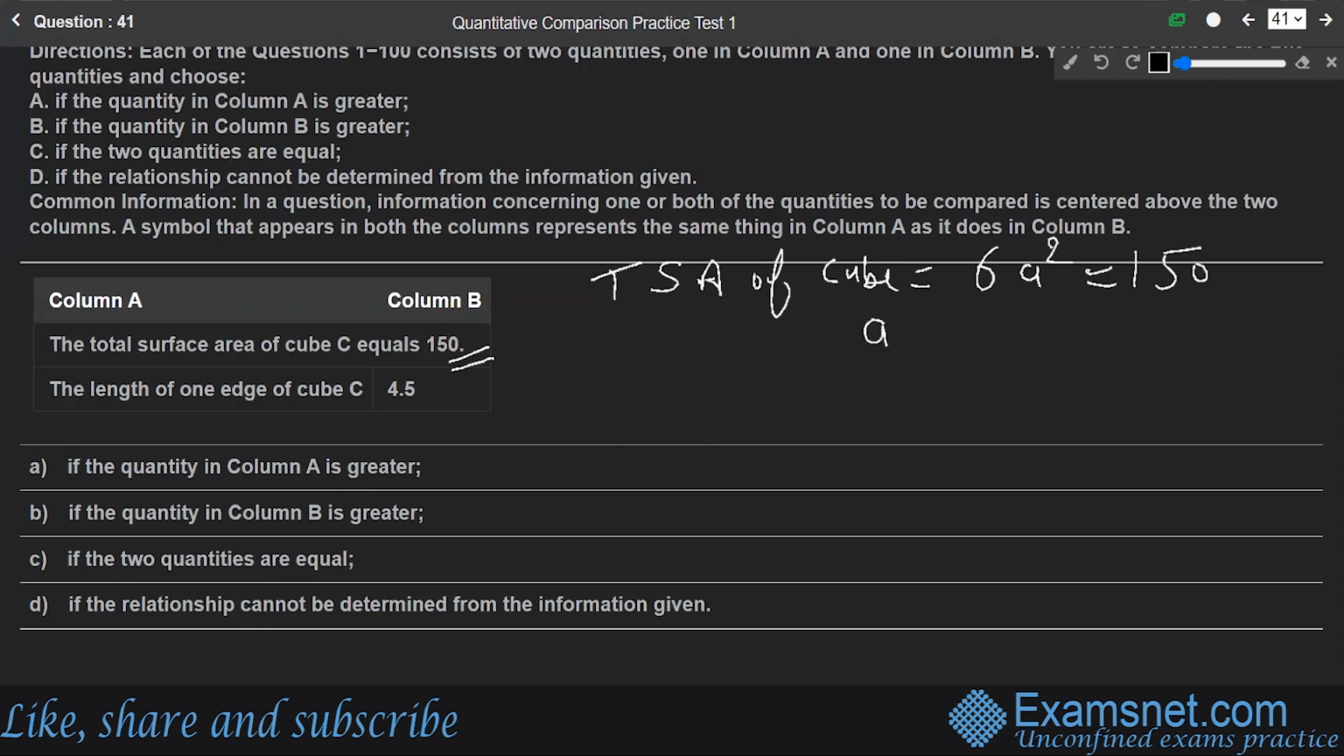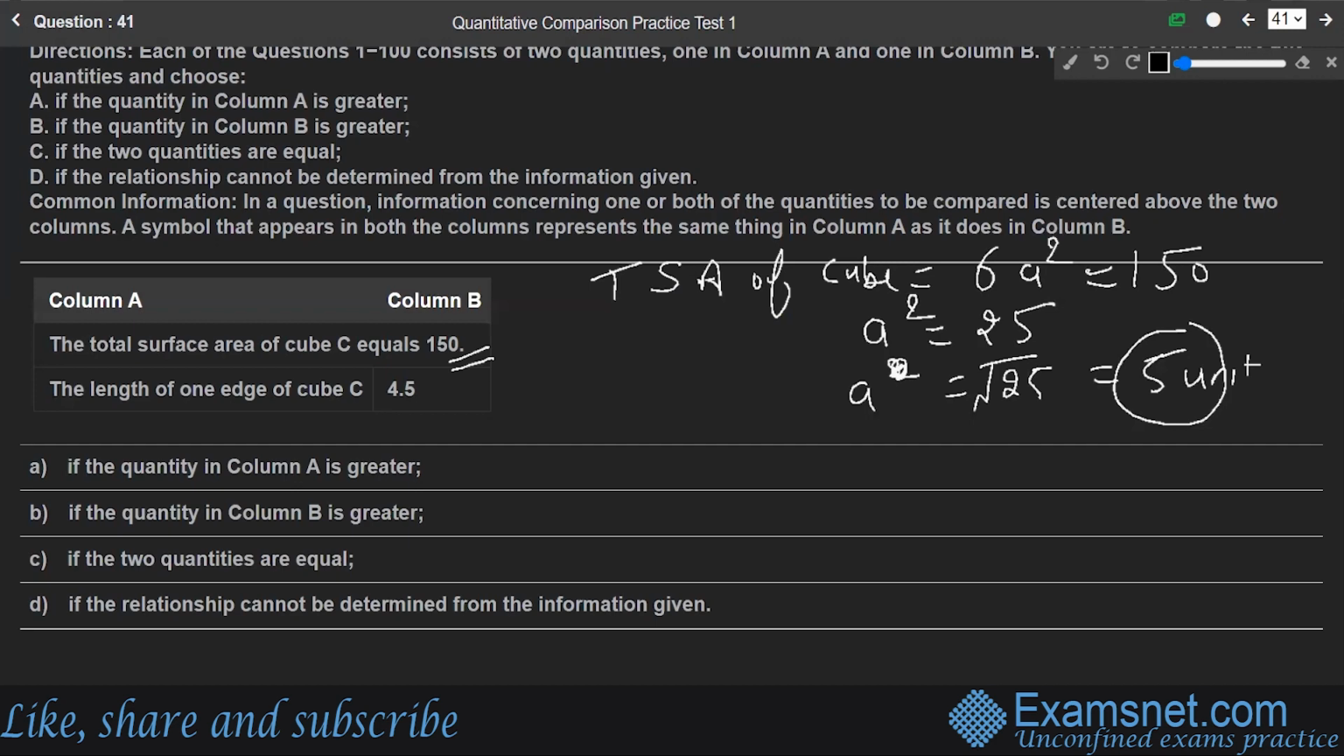So the a square value will be 150 by 6, that is nothing but 25, which gives us a square equal to 25. So the value of a will be root 25, which is 5. So the value of the side is 5. That could be any unit, centimeter, meter, or anything. So 5 units is the measure of one side.